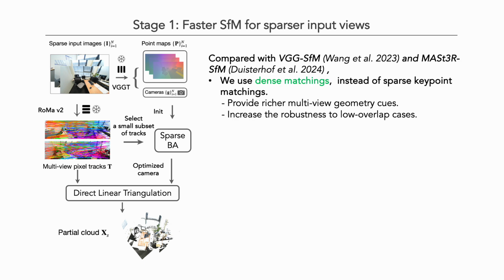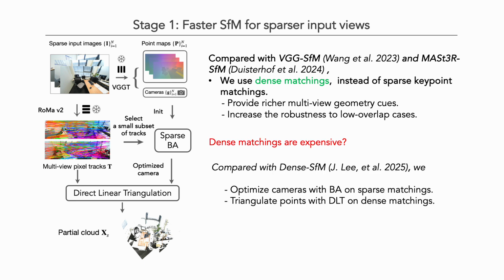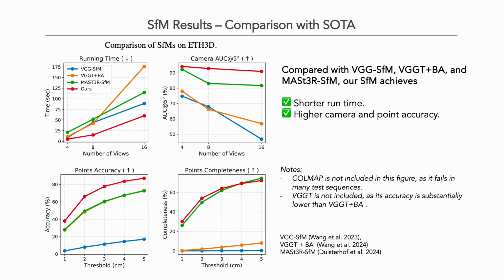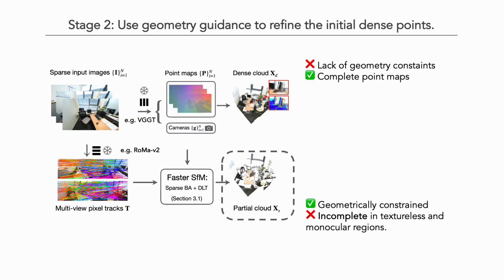Compared with previous SFMs, we utilize dense matchings rather than sparse key point matchings. This provides richer geometry cues and enhances the robustness to low overlap cases. To reduce the computational costs of using dense matchings, we run separate BA and DLT on sparse and dense matchings, respectively. Experiments show that our SFM outperforms previous SFMs in both efficiency and accuracy. The Stage 1 gives us a geometrically constrained point cloud.